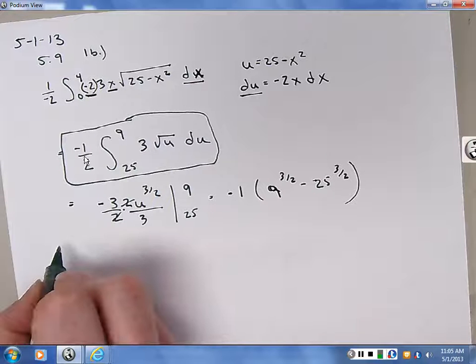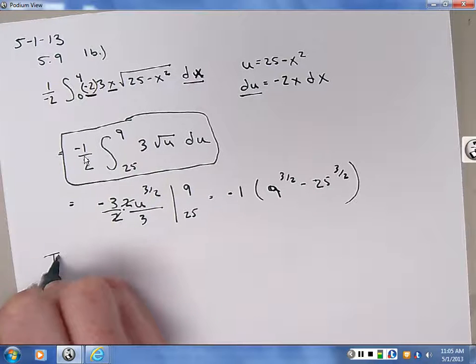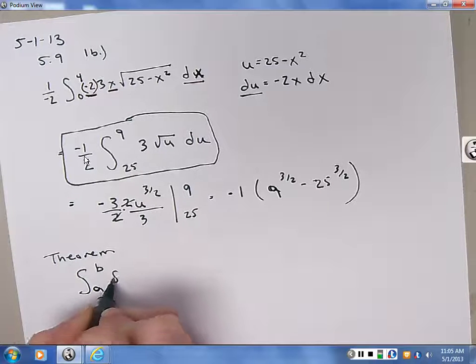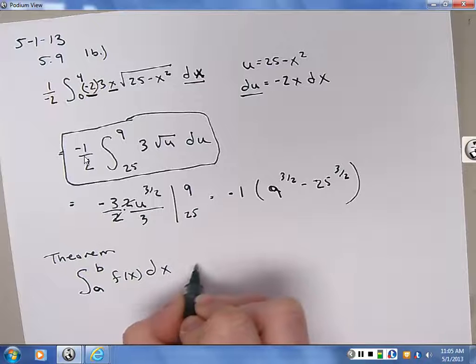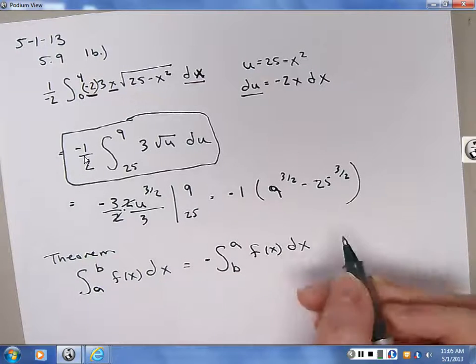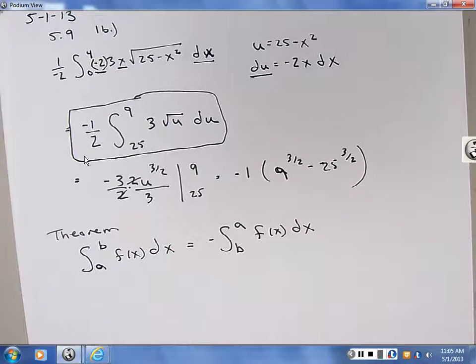So it turns out a theorem is if I integrate from a to b of f of x dx, that's going to equal minus the integral from b to a of f of x dx. If you flip your bounds, you take the negative of that integral, because what we're doing here is we're adding up some area from some a to b, whereas if we add up the area from b to a, it's going to be negative. So the negative of that would be the original. So both answers would have been correct.